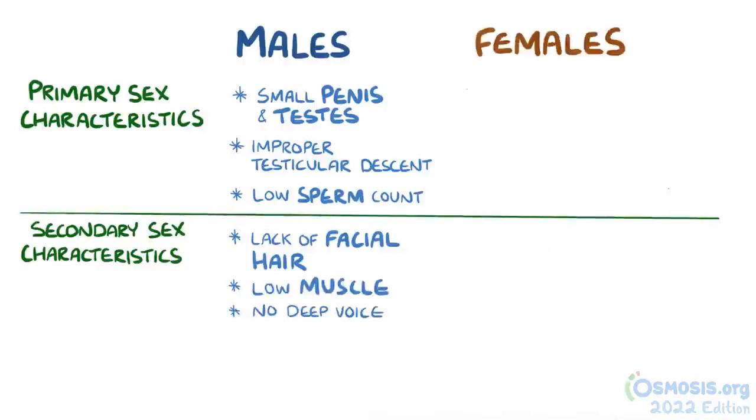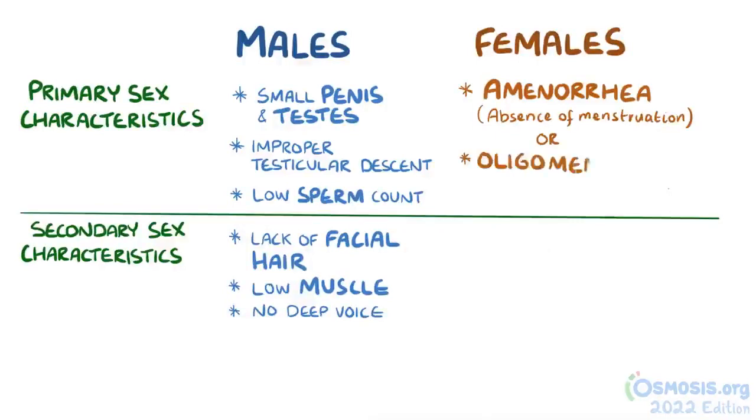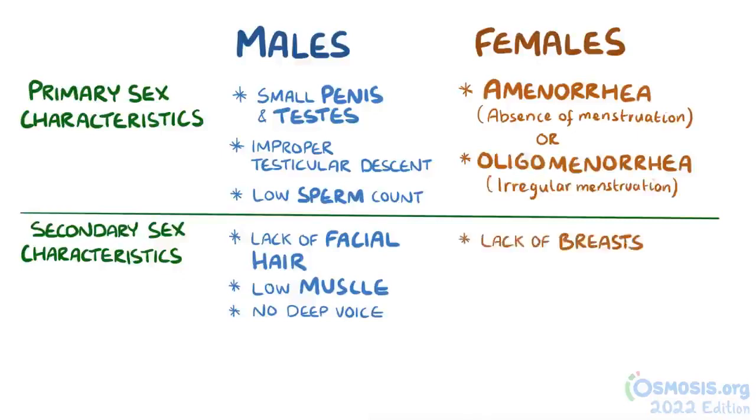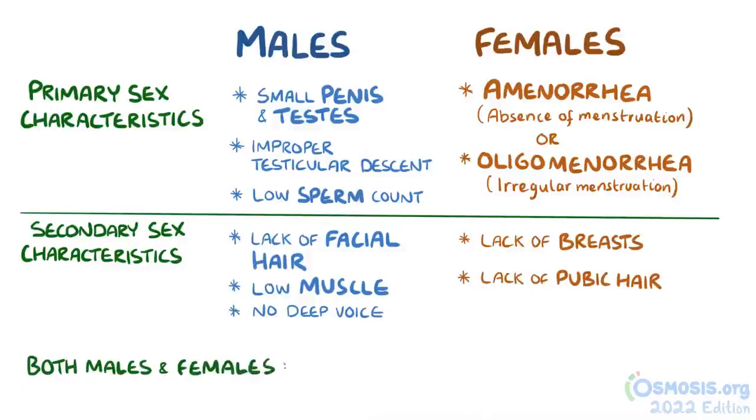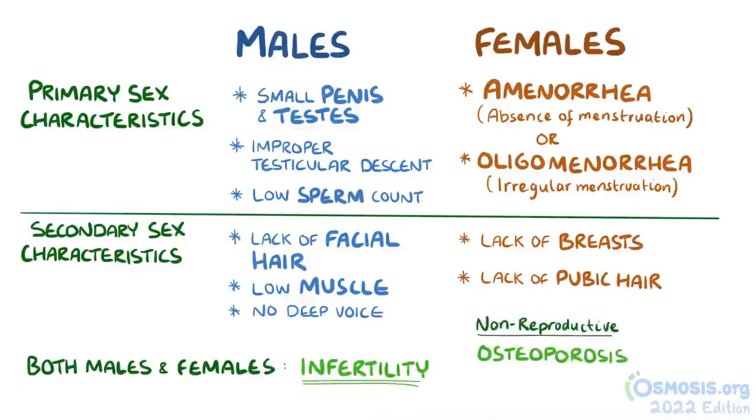In females, primary sex characteristic dysfunction includes amenorrhea, or absence of menstruation, or oligomenorrhea, or irregular menstruation. Secondary sex characteristic dysfunction includes a lack of breast development and pubic hair. For both males and females, Kallmann syndrome often leads to infertility. Other non-reproductive symptoms include osteoporosis or osteopenia, because testosterone and estrogen are protective against bone resorption.